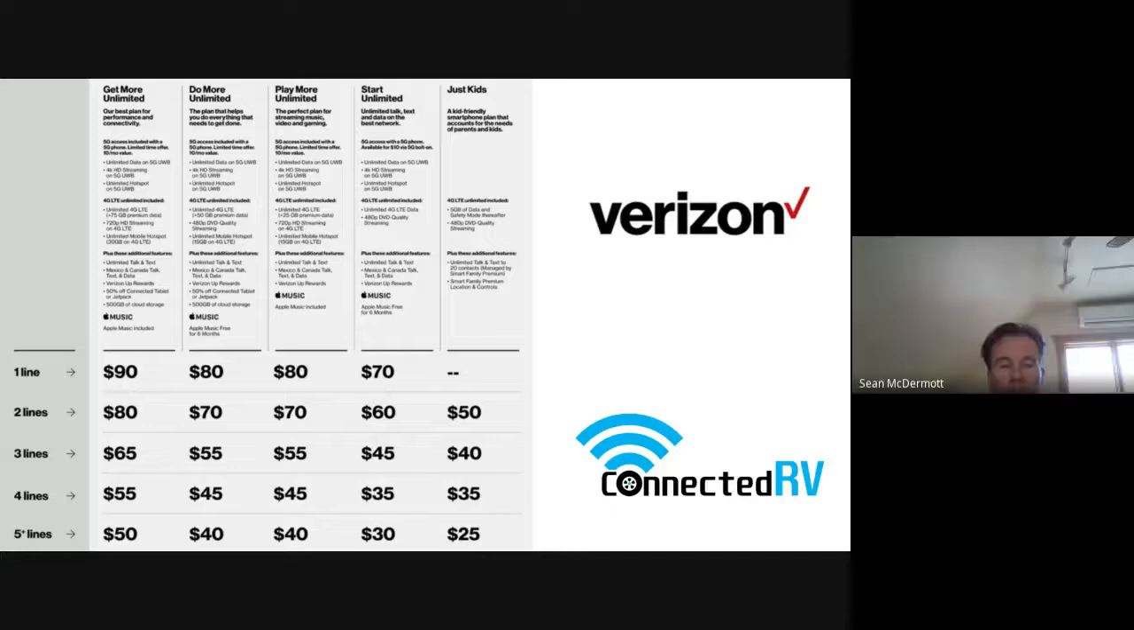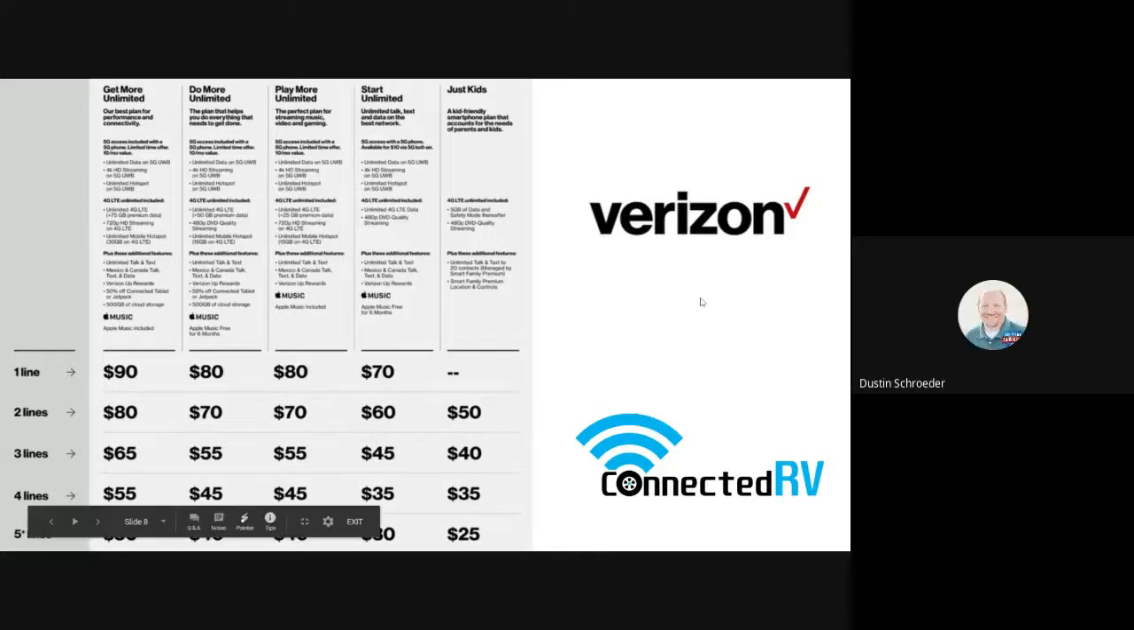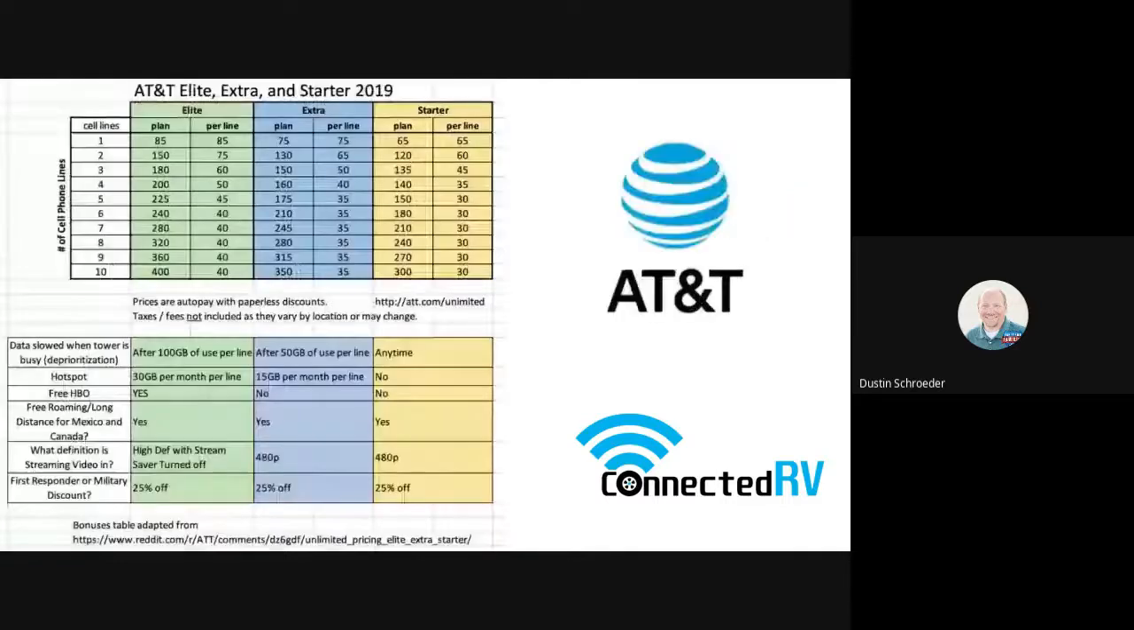Okay, Sean, if you want to go to AT&T, I'll kind of hit that one. So this one I couldn't find as pretty of a graphic. It's essentially just an Excel spreadsheet that AT&T had on their website. But really, the three colors, the green, the blue, and the yellow, those are the three plans that they currently have. I know it says 2019, but these are still current plans.